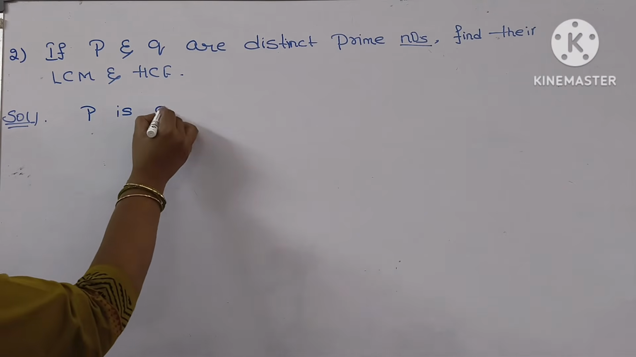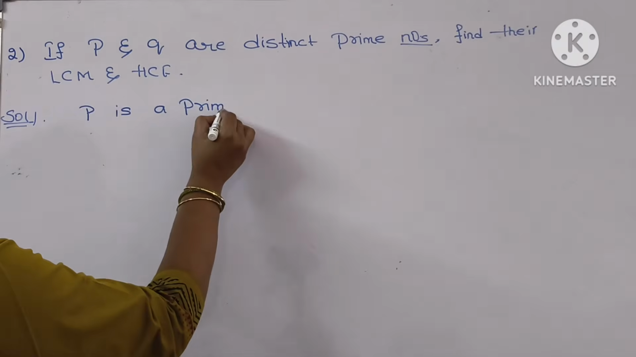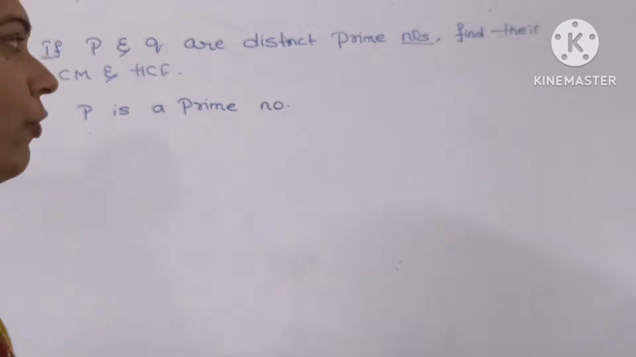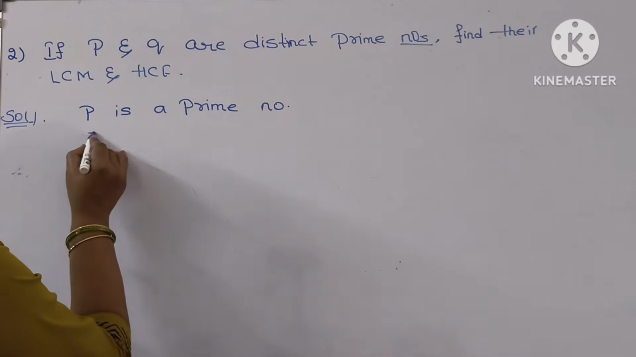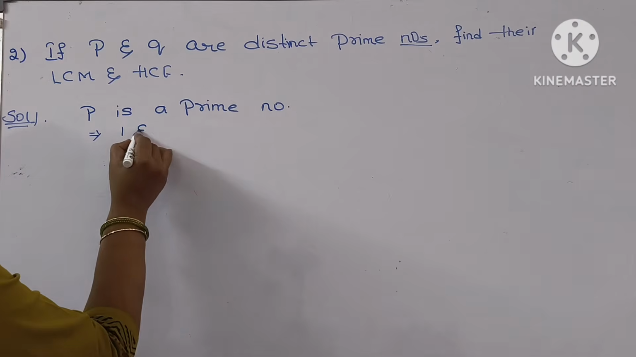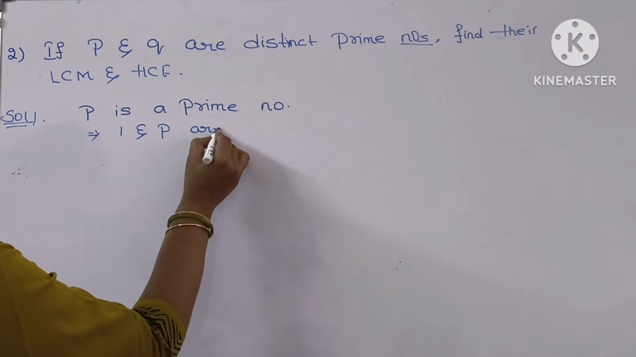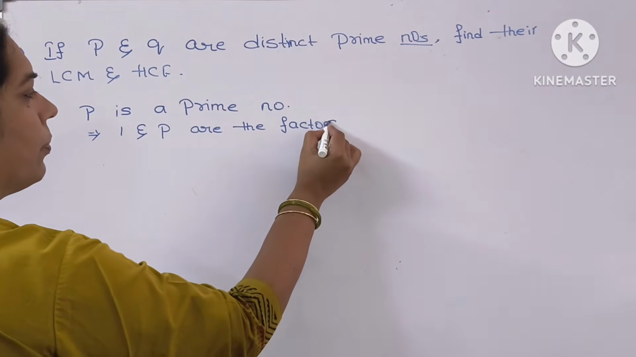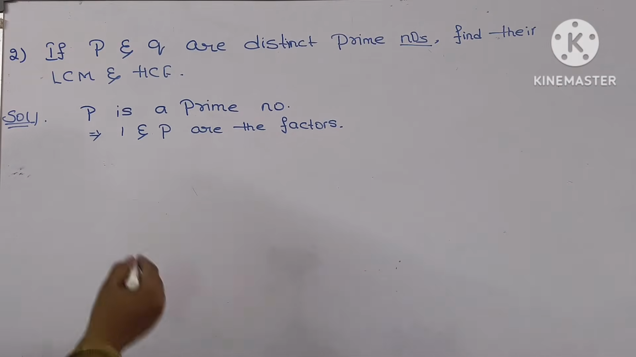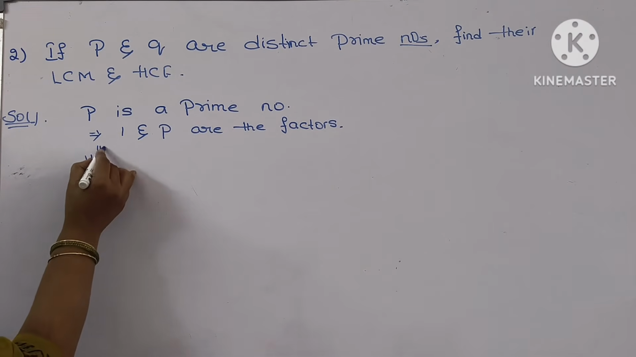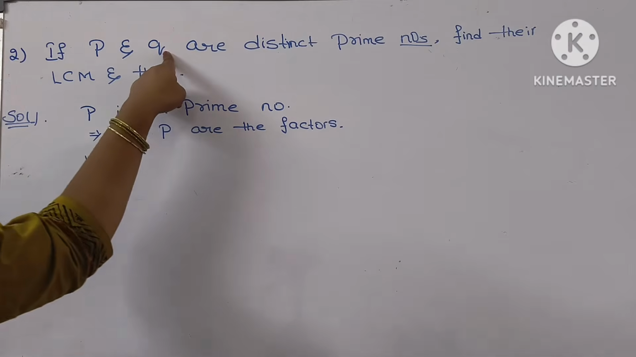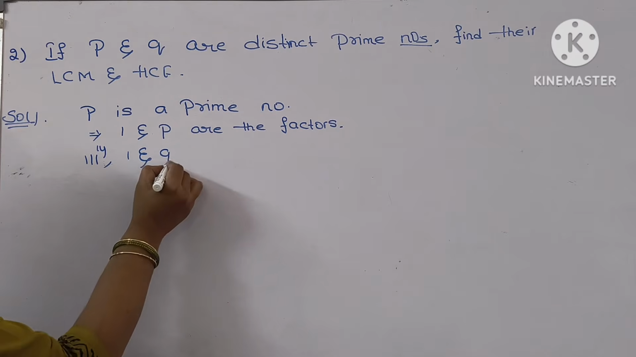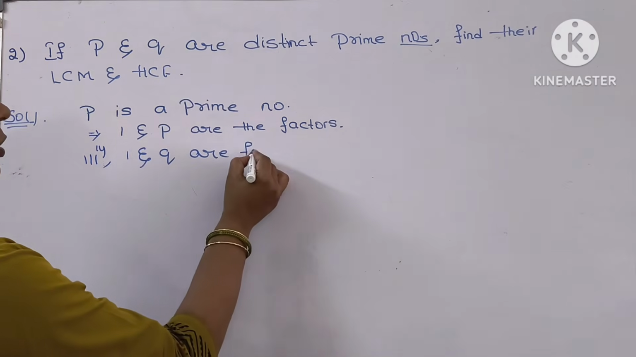P is a prime number. So by definition, what is a prime number? Prime numbers are the numbers which have only 1 and itself as the factors. So what are the factors of P? 1 and P itself are the factors. Similarly, Q also is a prime number. So similarly, what are the factors of Q? 1 and Q are factors of Q.